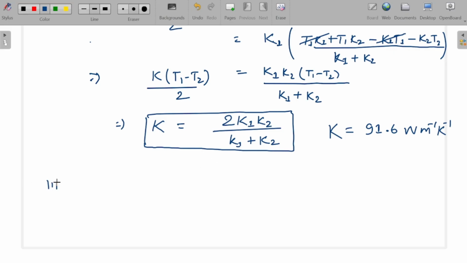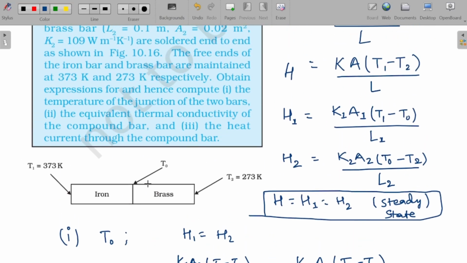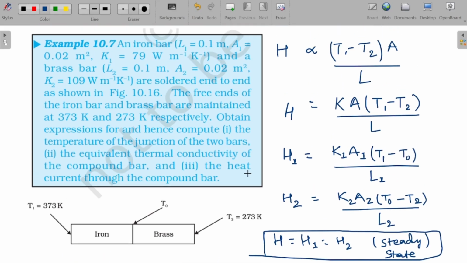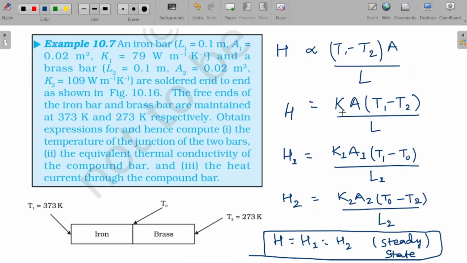Okay, now moving to the third part of this question. We have to obtain the heat current through the compound bar. So we have already obtained this thing here. So heat current through the compound bar will be the thermal conductivity of the compound bar into its area into the temperature difference of the two ends divided by length of this compound bar. And we have all these things. So you can put K as we have just obtained the value of K here. So you can put the value of K here, and area, cross sectional area will be the same. So any one of these two you can take because these two are equal, and this is the cross sectional area for the compound bar also. So you can put this value here.